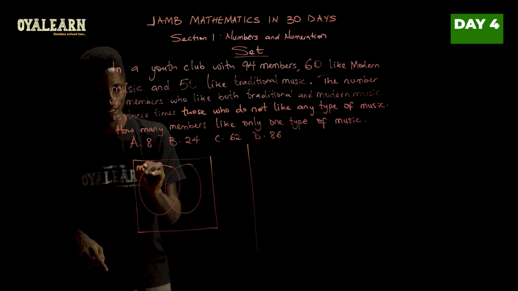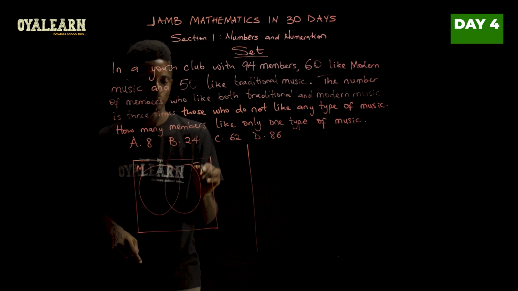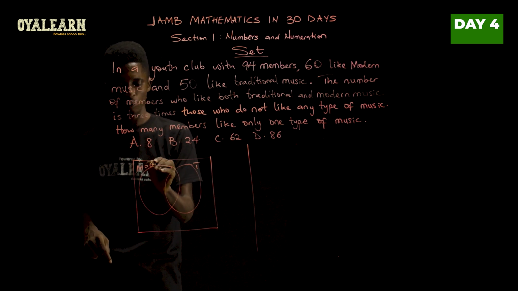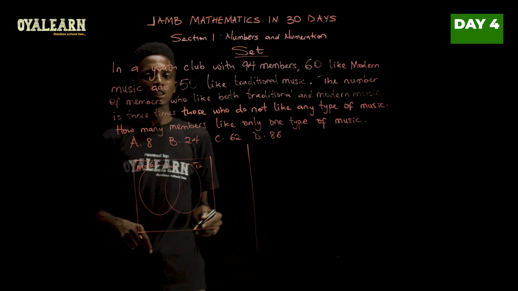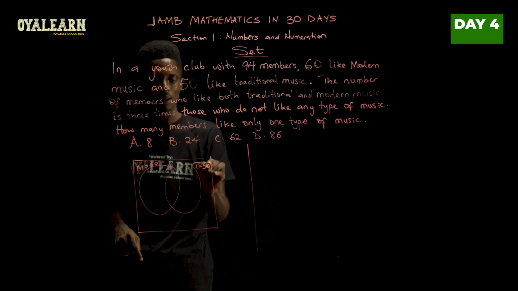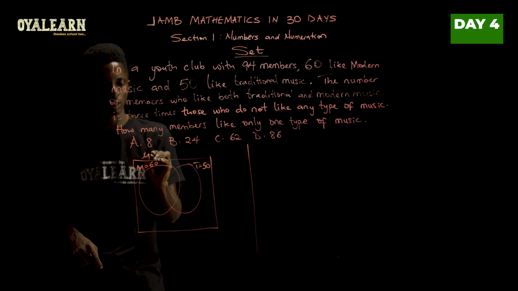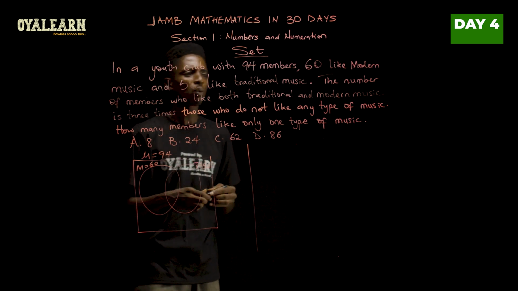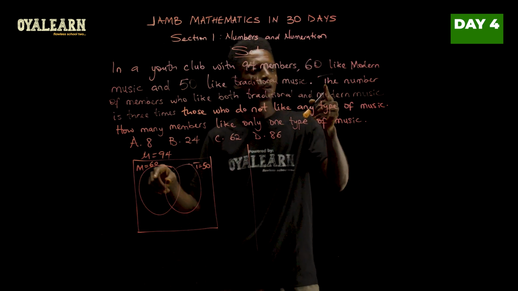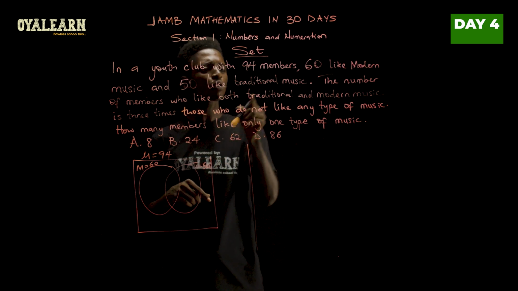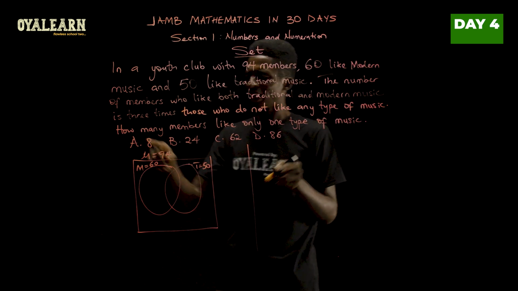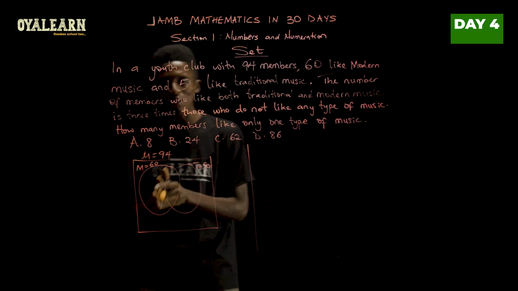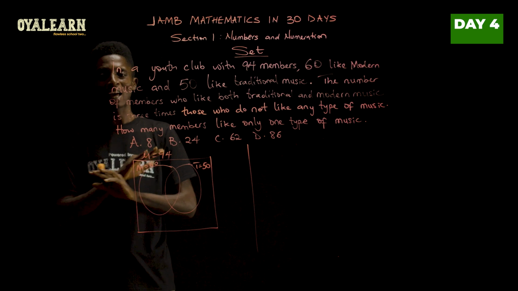Now, let this be modern music and this be traditional music. We are told that 60 like modern music, so M here will be 60, while T for traditional will be represented by 50. We know our universal set is 94. Now, we're told the number of members who like both traditional and modern music is 3 times those who do not like any type of music. That tells us that there are some members that do not like music at all.